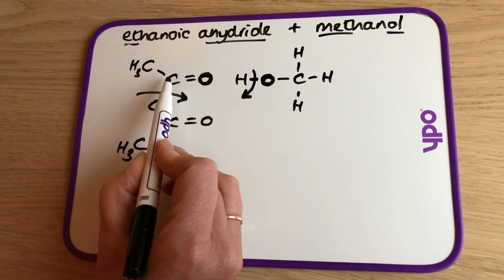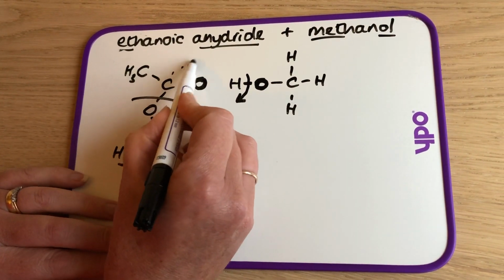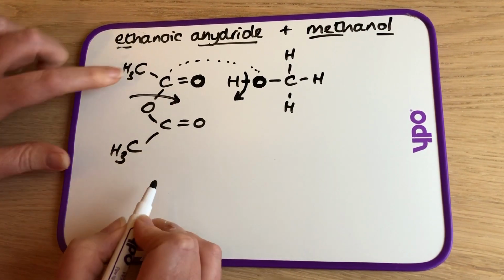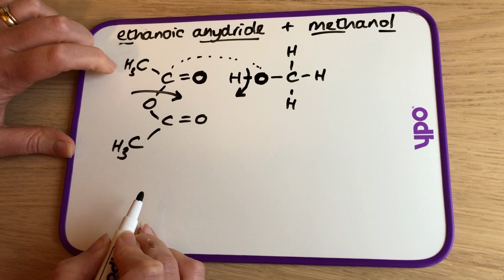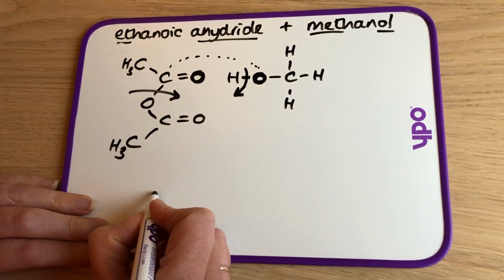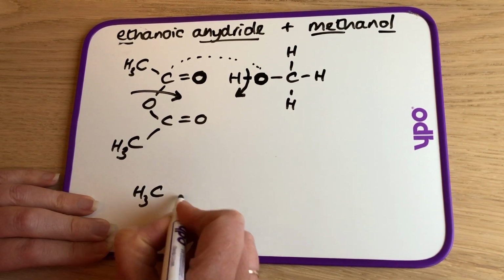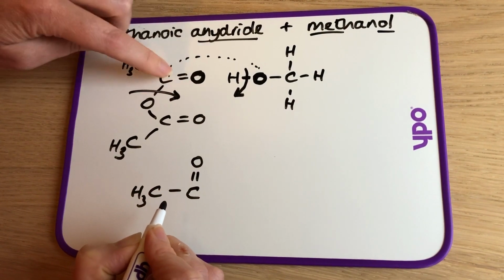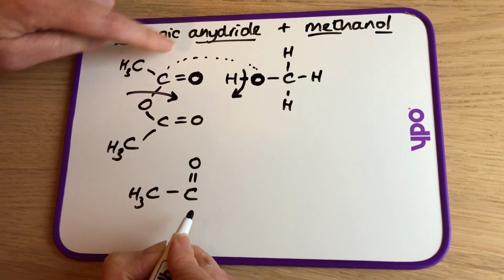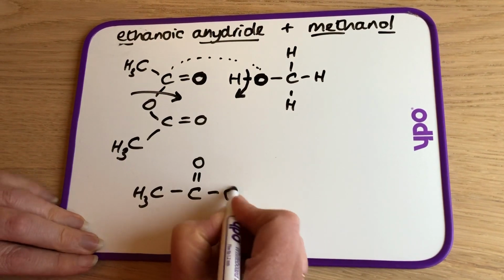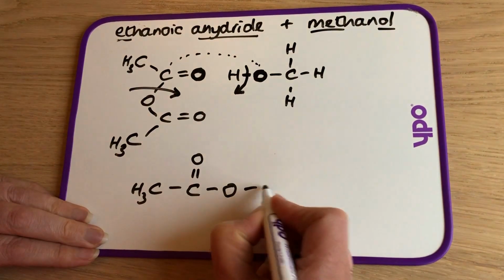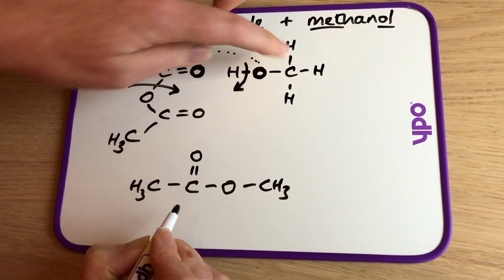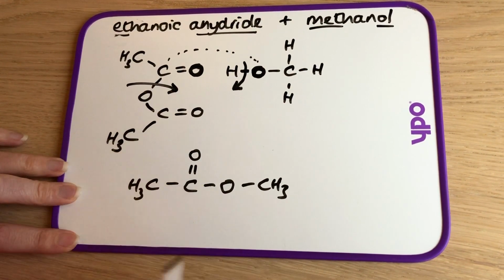So effectively this carbon, just like we saw before, is going to join up to this oxygen here. So let's draw our ester then. If I start over here with this CH3, okay, so CH3, then the C double bond O from this bit here, and then this carbon now is going to attach to this oxygen, okay, and then you've got the CH3 at the end. So we've made our ester.